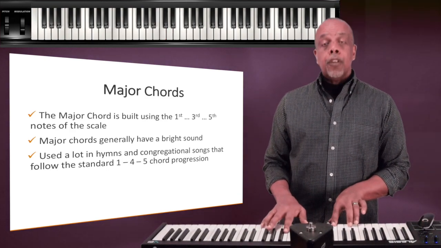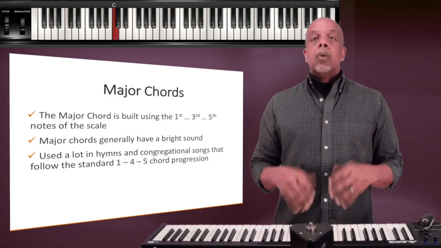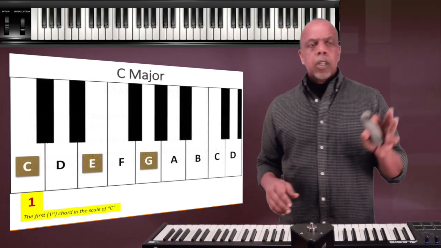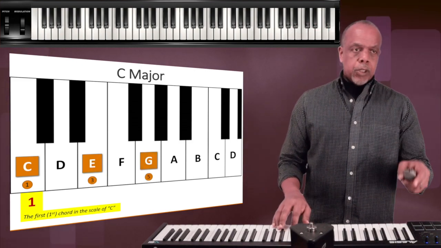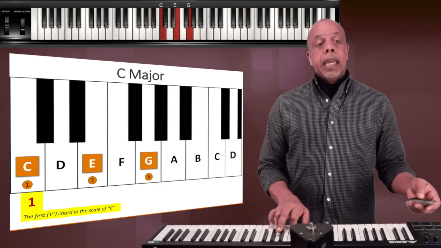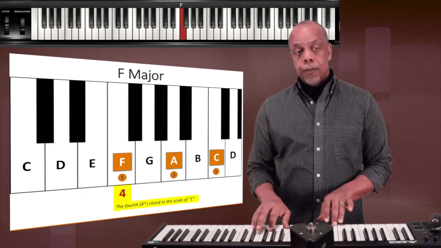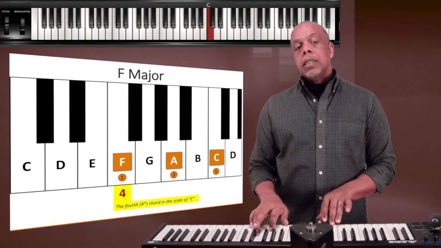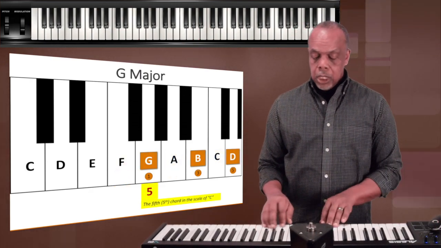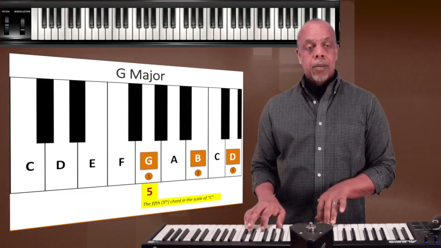The 1, C, the 4, F, the 5, G, and back to the 1. So hymns, congregational type songs really follow that. So we're going to look at those 3 chords. The C, for instance, first of all, we got a C major. The 1, 3, 5, C, E, G. And if that's how it's built, if you go up to the F, like we just played, F, A, C, F is the 1, A would be the 3, C would be the 5. And I'm going to go to the 5th chord in the scale, which would be the G. G, B, D. G being the 1, B is the 3, D would be the 5.